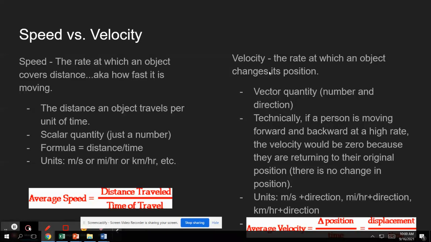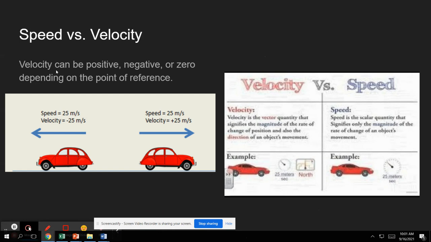We use these interchangeably, but they're really not. Your velocity can technically be negative if it's moving in a negative direction, but you also have to have a direction attached to velocity. In our normal everyday life we use these two interchangeably, but in physics, velocity is a vector. It requires a direction, and it's really a change in your displacement over time. Speed is a change in your distance over time. So those are the two differences.